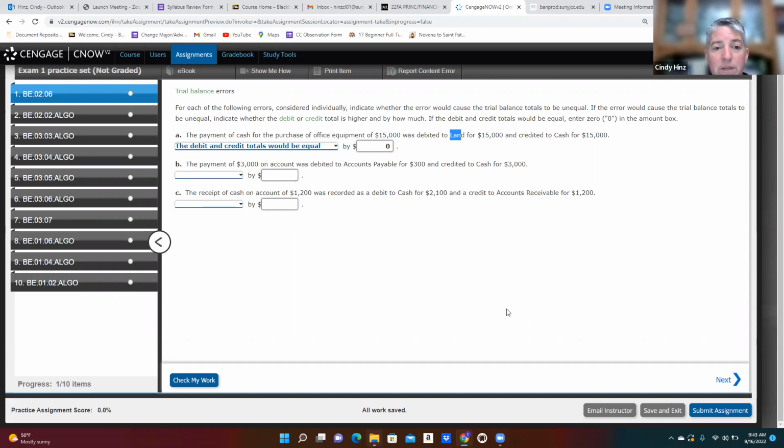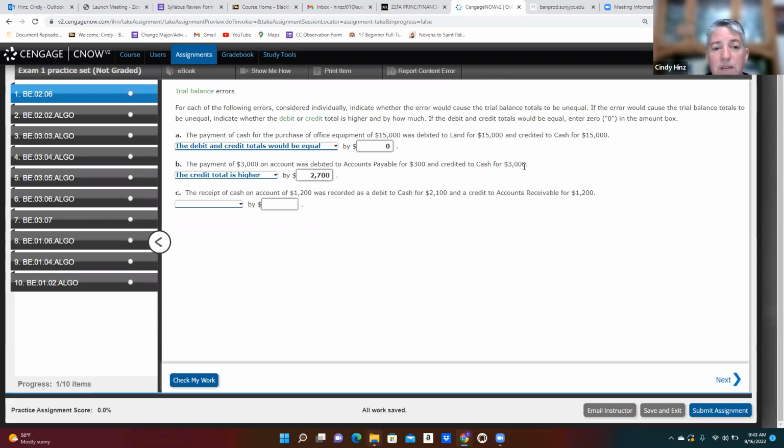Letter B says the payment of $3,000 on account was debited to accounts payable for $300 and credited to cash for $3,000. So the credit to cash is correct, but the debit to accounts payable was low by $2,700. So our credits would end up being higher by $2,700. We credited $3,000, we only debited $300. The difference of $2,700 would be correctly stated on the credit side, but it would make the credits higher in total.